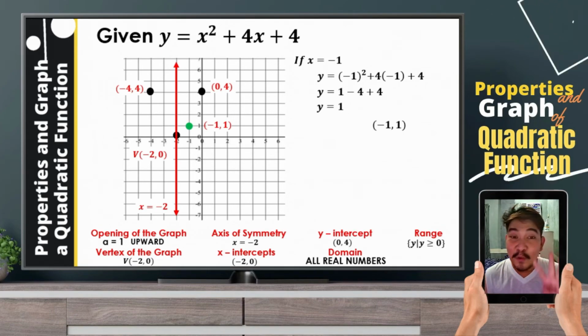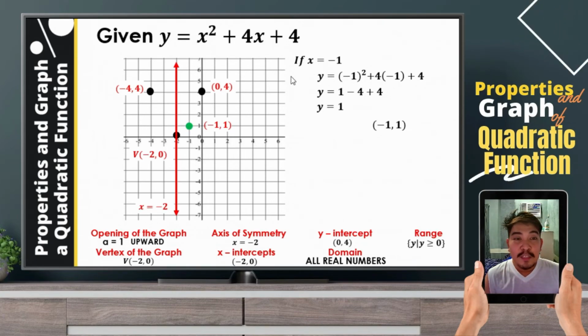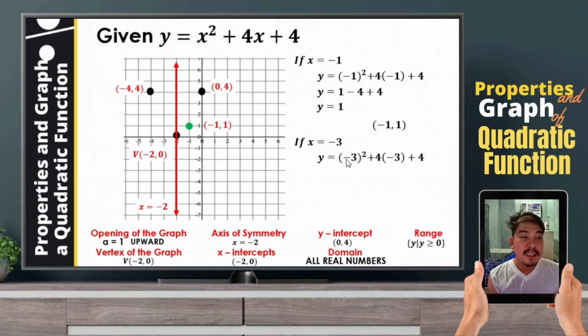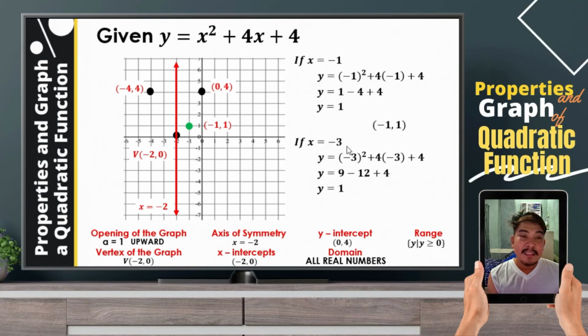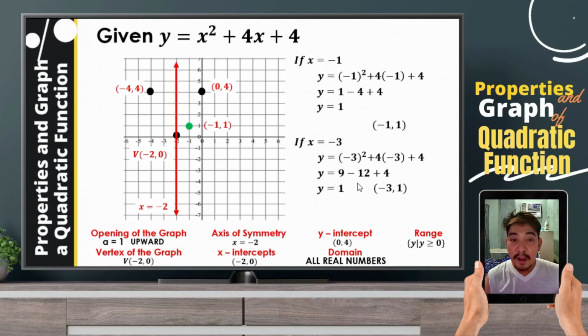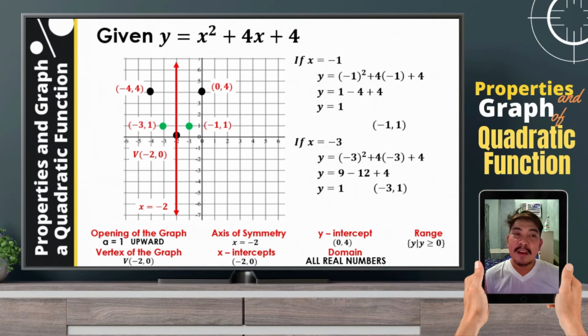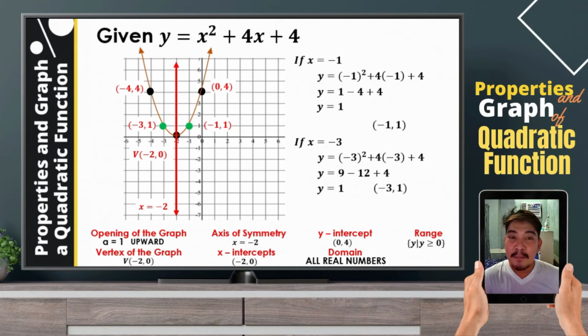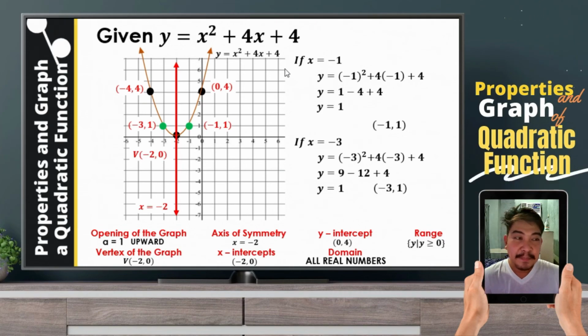So we already generated the 4th point. You can actually reflect it or you can use this method if x is equal to negative 3 this time. So just substitute negative 3 to x, and the value of y is 1 also. So therefore, if the value of x is negative 3, the value of y is also 1, which has the coordinates negative 3, 1. So this is negative 3, 1. And if you can see, we already have 5 points. Therefore, we can connect and make a parabola. And the parabola will be named as y equals x squared plus 4x plus 4. Okay?